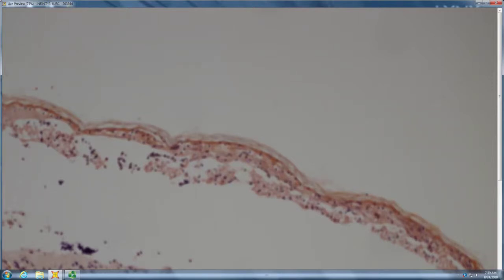So Stevens-Johnson tends to be sulfa and mycoplasma. TEN tends to be nonsteroidal anti-inflammatory drugs and anticonvulsants, and EM minor tends to be herpes. So the trigger pretty much defines how they're going to behave.